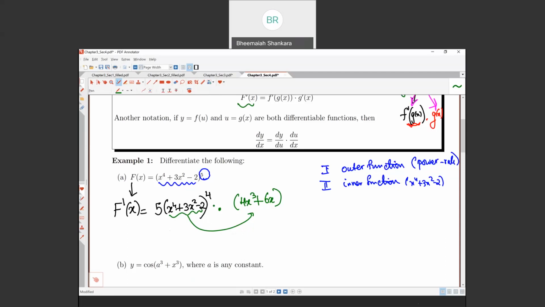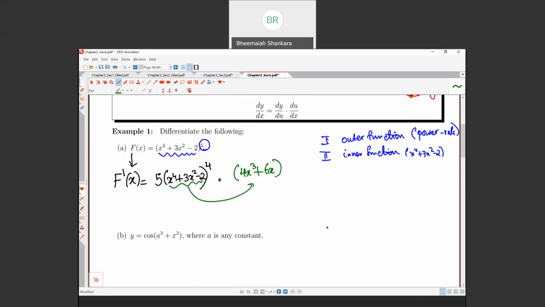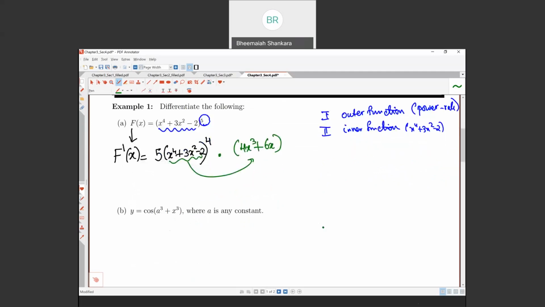The next example, cosine of (a cubed plus x cubed), where a is a constant. You might want to recollect the derivative formulas from the previous sections. The derivative of any constant function a, you're deriving with respect to x and the function a is constant here, your answer is always 0. And you might also want to recollect the formula for the derivative of the cosine function from your trigonometric section. It is negative sine x.